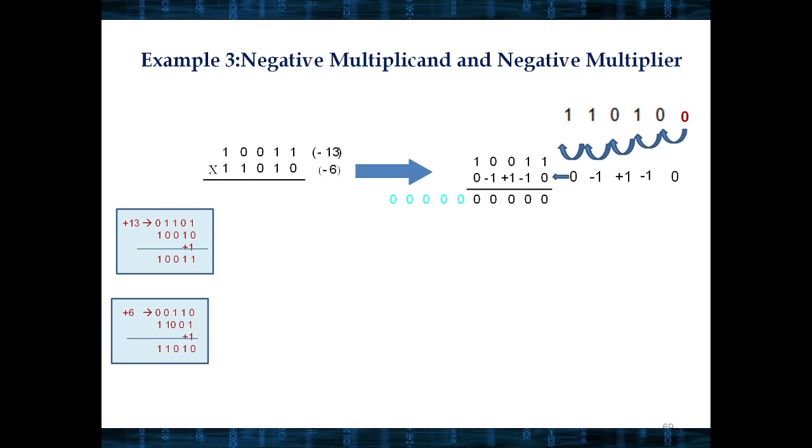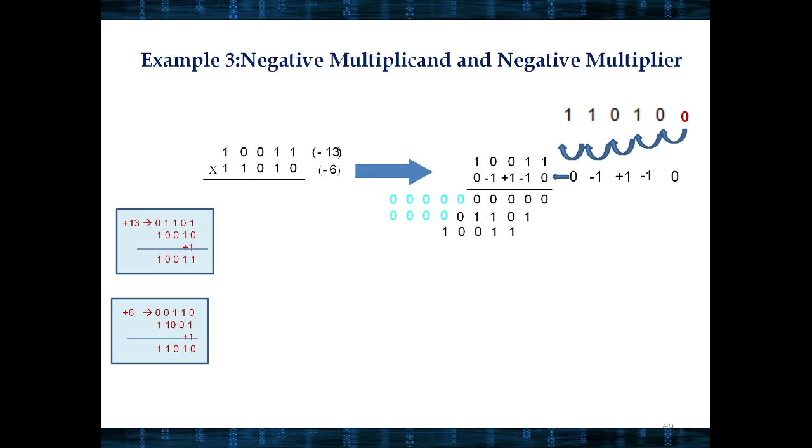So 0 times the multiplicand, so all the values are 0. Next is minus 1 of the multiplicand. Already we have taken the 2's complement of plus 13, right? Again we have to do the 2's complement of this multiplicand. So when you perform it 2 times, you will get plus 13. That is nothing but 0 1 1 0 1. The 2's complement of this is nothing but plus 13, 0 1 1 0 1. Here the MSB is 0, so extend the sign bit.